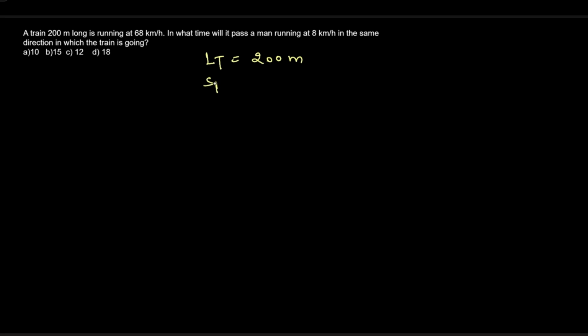So we are given the speed of the train as 68 km per hour. Great. And it is asking in what time will it pass a man running at a speed of this. So we are given the speed of the man as well, 8 km per hour. And it is asking for the time, so we have to calculate the time, right? And it is also provided that they are in the same direction.